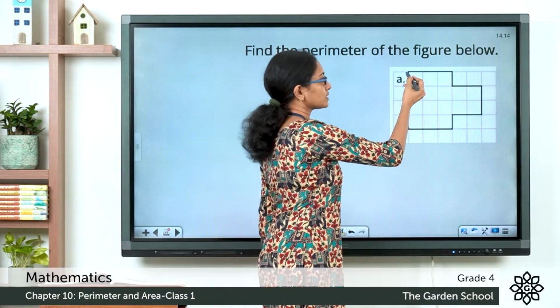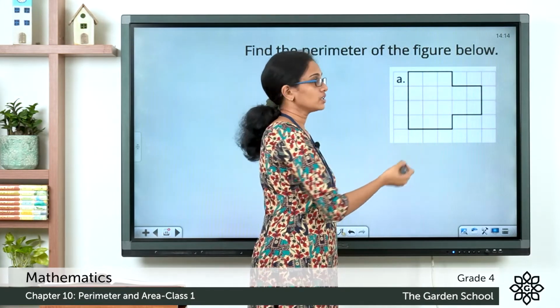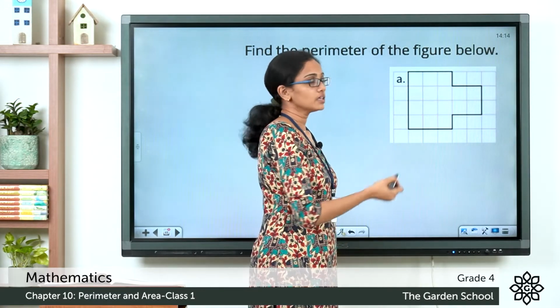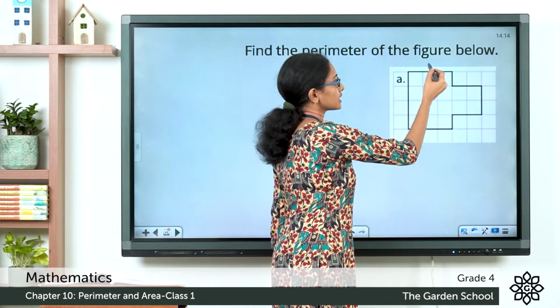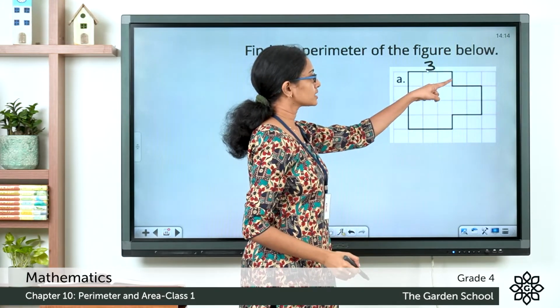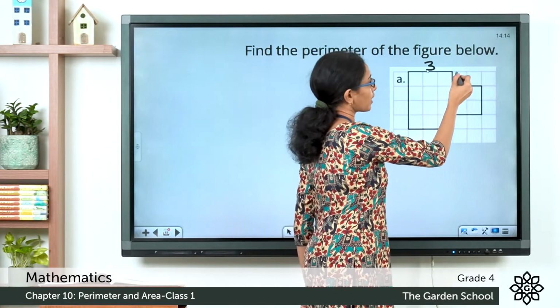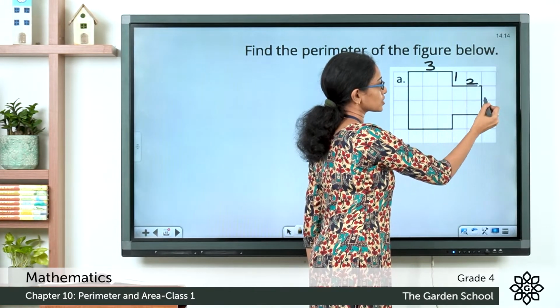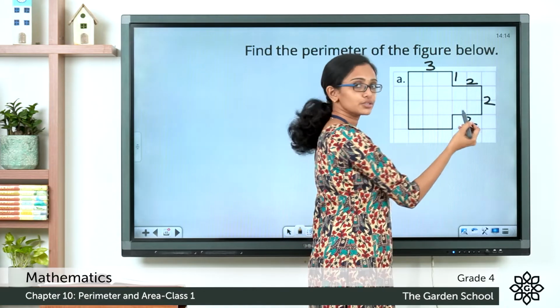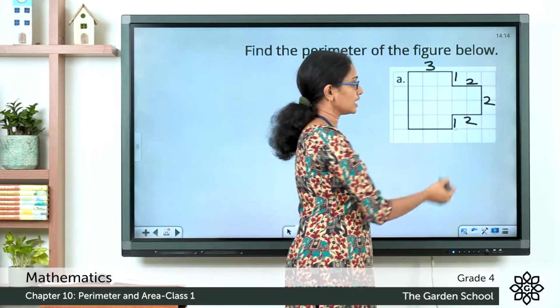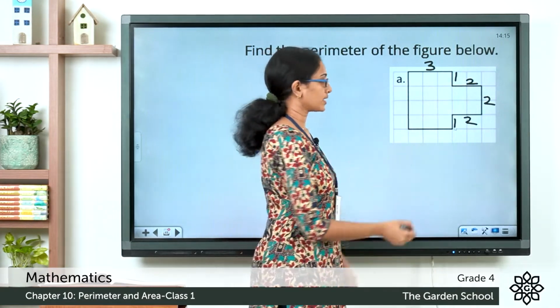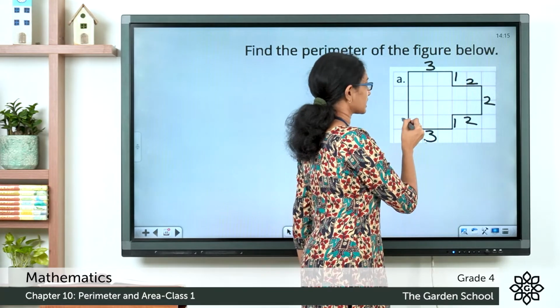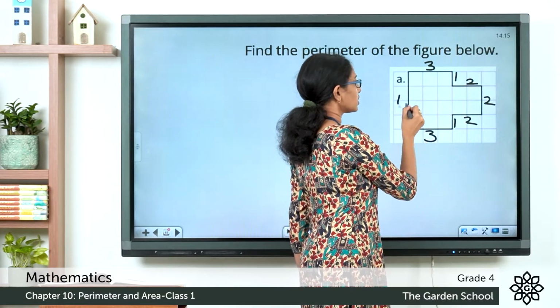So how do you find out the length of this side of the figure? So it covers 3 squares here, so it would be 1, 2, 3 units. Now what about this side? This side will be 1 unit, this side will be 1, 2. So 2 units, here also 2 units, here again 2. Now you have 1 unit here. Now here it covers 3 squares, so it will be 3 units, and here it will be 4 units.